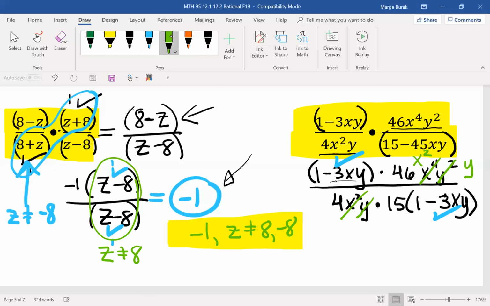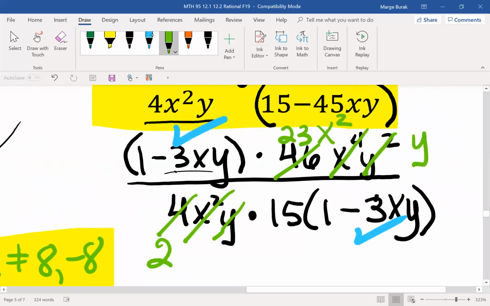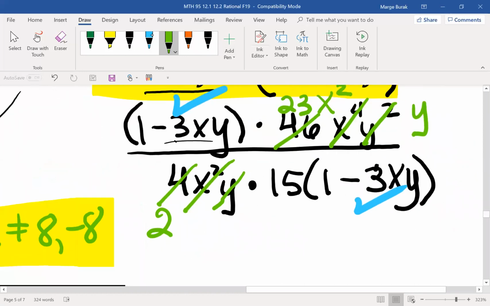And what about the 4 and the 46? Yep, 2 goes into 4 and 2 goes into 46. Wow, this is getting messy. Here's what I recommend you do, guys. Write big on your homework because I don't want to miss any of these when I pull them down.